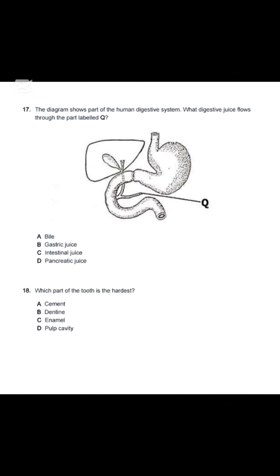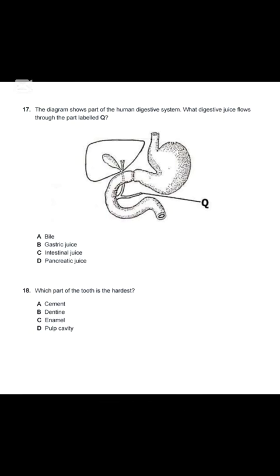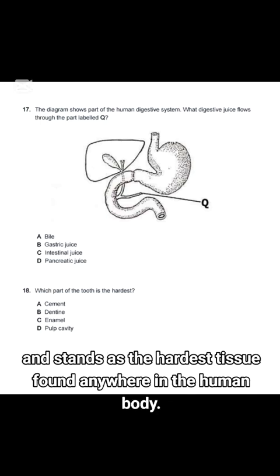Question 18. Answer: C. Enamel. Explanation: enamel is the outer white protective layer covering the crown of the tooth. It is highly mineralized, mostly hydroxyapatite, and stands as the hardest tissue found anywhere in the human body.